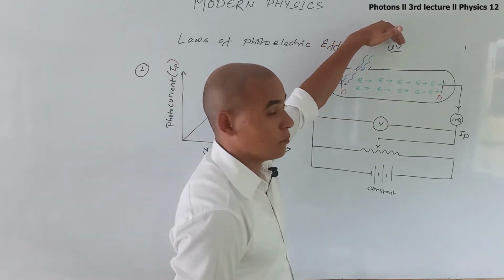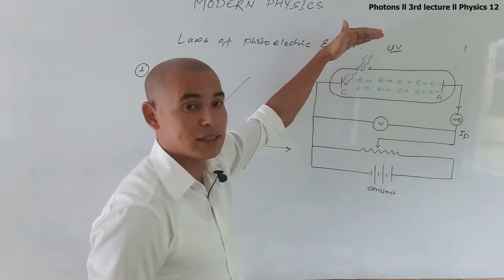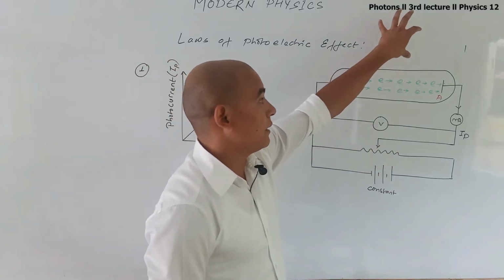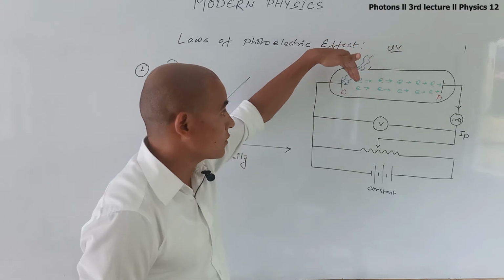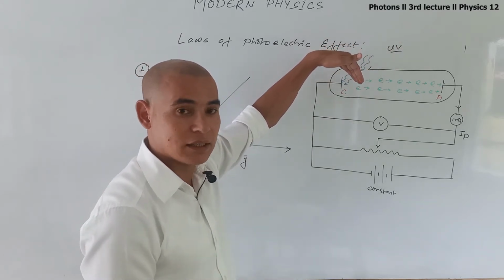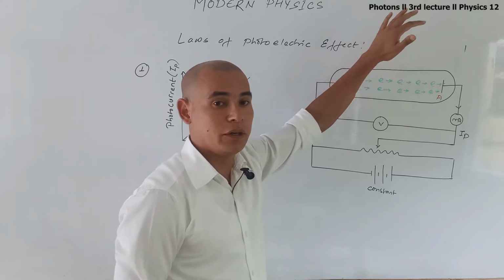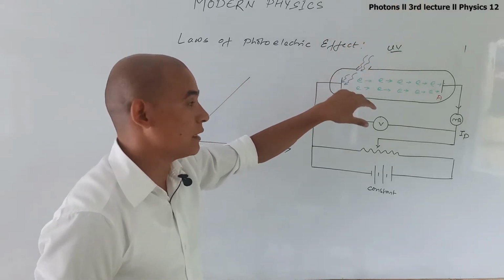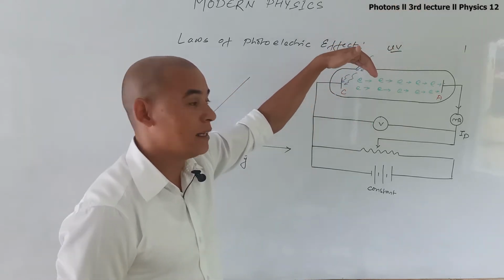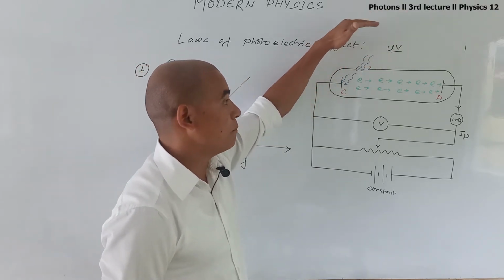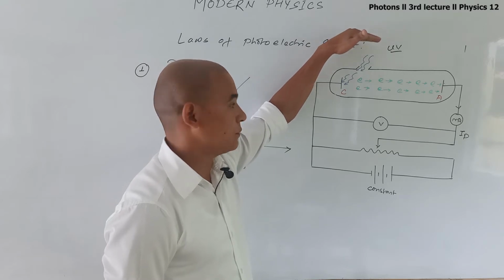The intensity of this monochromatic radiation can be increased and decreased. By bringing the source towards the window, we will increase the radiation, and by bringing the source away from the window, we will decrease the radiation. So that means we can decrease and increase the intensity of radiation by moving the source.